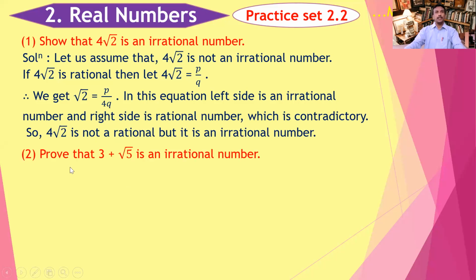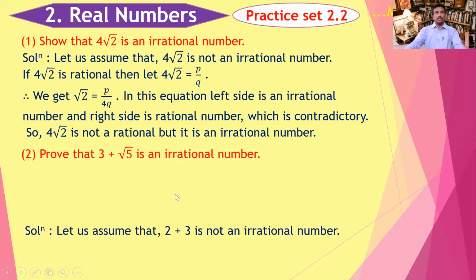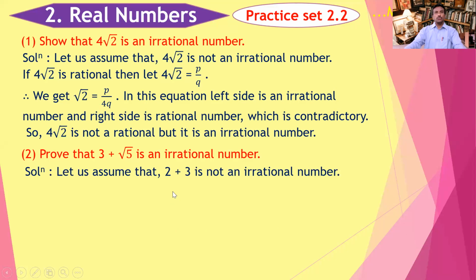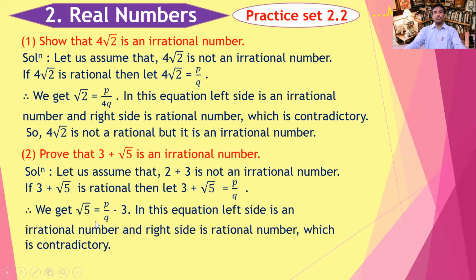Second example: prove that 3 plus root 5 is an irrational number. Let us assume that 3 plus root 5 is not an irrational number. If 3 plus root 5 is rational, then let 3 plus root 5 is equal to P upon Q. Now, 3 goes to the RHS and becomes minus 3. Therefore, we get root 5 is equal to P upon Q minus 3.